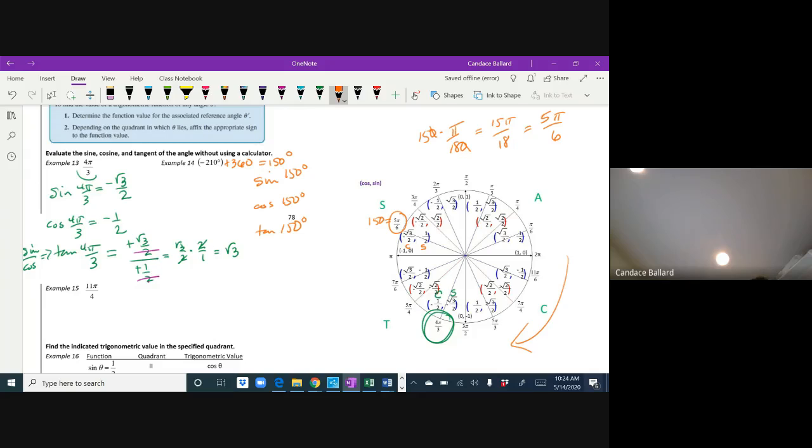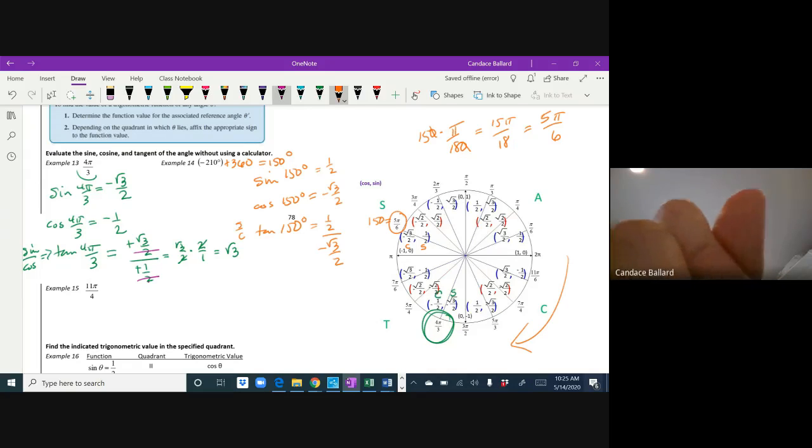So my sine is positive 1/2. And my cosine is negative square root of 3 over 2. And then tangent again is the sine divided by the cosine. You'll notice I've now gotten lazy and just abbreviated to the letter. So my sine is 1/2, and my cosine's negative square root of 3 over 2.